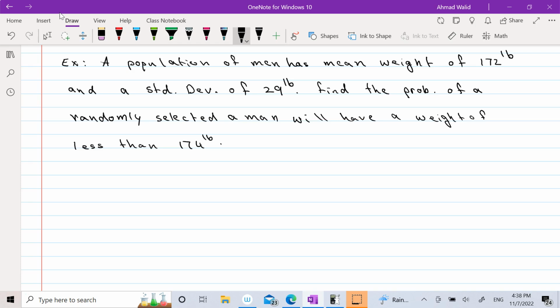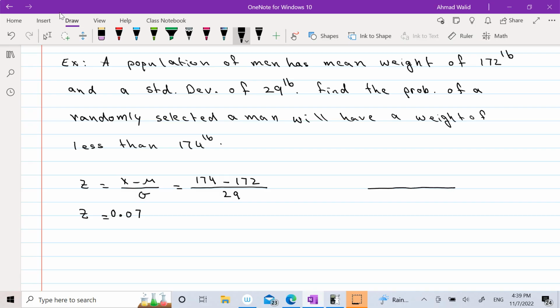Step 1, again z-score, correct? Your z-score equals x minus mu over what? Over standard deviation, which your x is here 174 pound minus mean 172 pound divided by a standard deviation of 29 pound. And if we simplify, our z equals 0.07. That is the z-score. Step 2, I have to draw the picture.